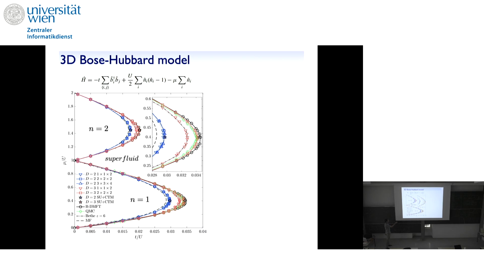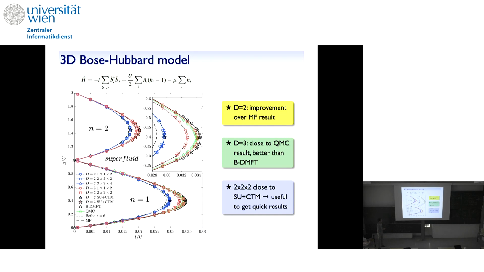Now, the squares here are the results obtained with this 2 times 2 times 2 cluster, which are actually quite close to the full 3D contraction shown by the star here, right? So this is an example where the cluster contraction is not very accurate, but it seems to be quite close to the full contraction, so we can use it as a quick way to obtain this phase diagram, right? Okay, all right, so that's these things.